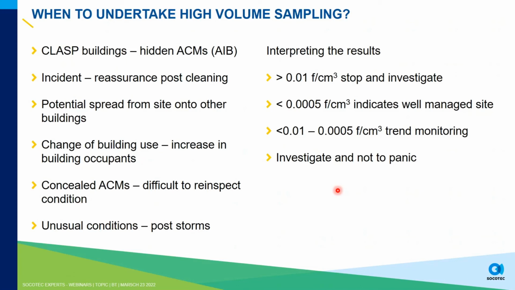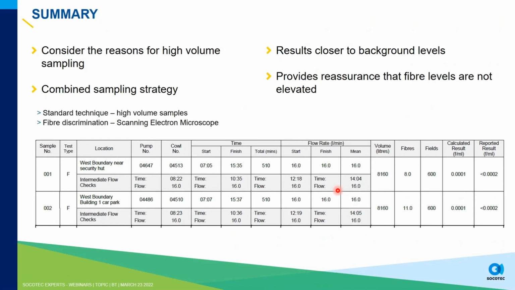So just to summarise, we really do need to consider why we're going to be doing high volume sampling. It's not going to be suitable for all scenarios, but it can obviously be undertaken to achieve results closer to background levels. And clearly, it's going to provide reassurance that fibre levels are not elevated.